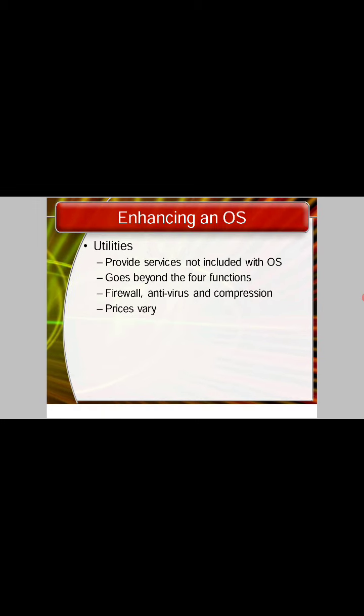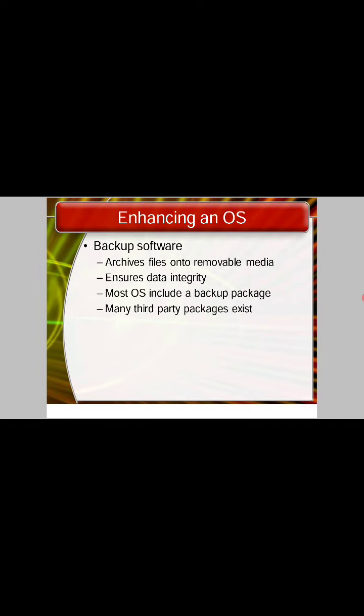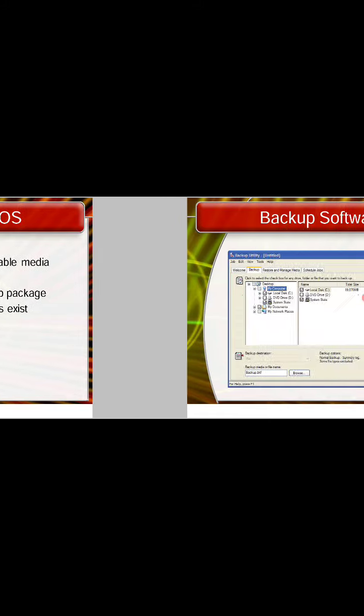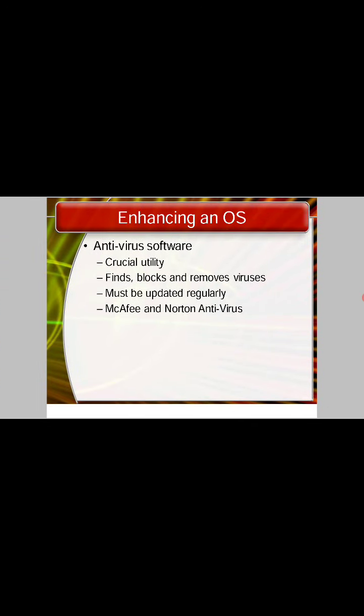So, enhancing an OS with utilities. Operating systems can have many other files like utilities and tools. These are small programs that provide services not included with the OS, going beyond it, for instance firewall, antivirus, compression, privacy, backup software, and backup and restore. All these are other tools which come along with operating systems.